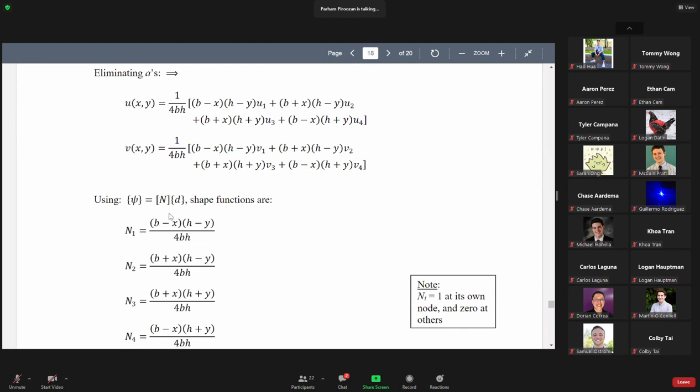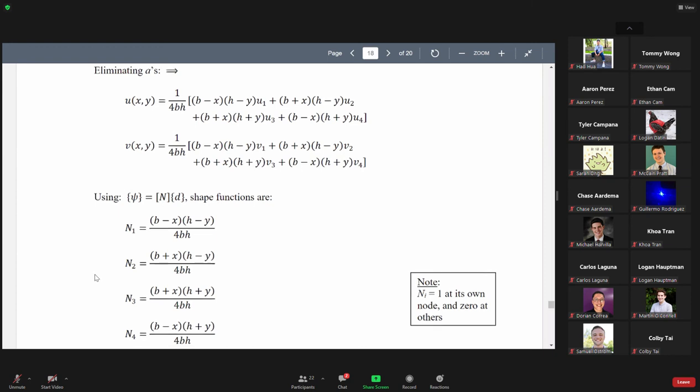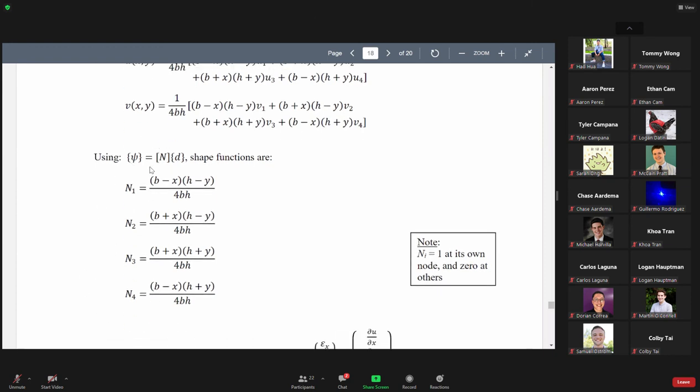And again, with shape functions, we can write U as N D. There are 4 shape functions, N1, N2, N3, N4. These are the shape functions for this rectangular element. Again, they have the property that N1 is 1 at its own node. Can somebody verify this? If you evaluate this at node 1, is N1 equal to 1 at node 1?